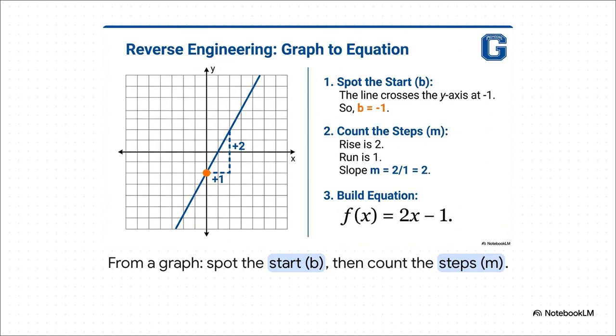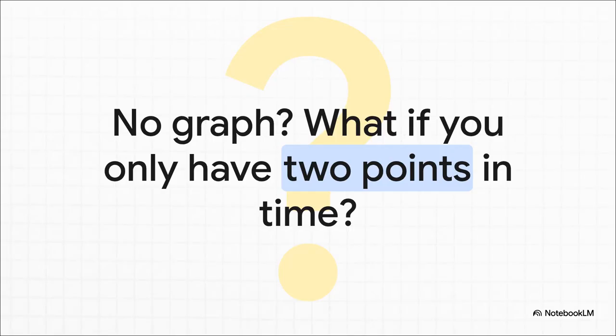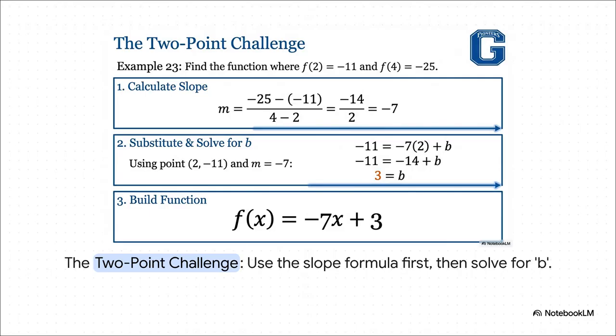Pretty cool, right? Okay, let's make this case a little harder. What if the visual clues are gone? All you have are 2 snapshots in time, 2 data points. Can we still figure out the full story? Oh, absolutely. Here's the method.